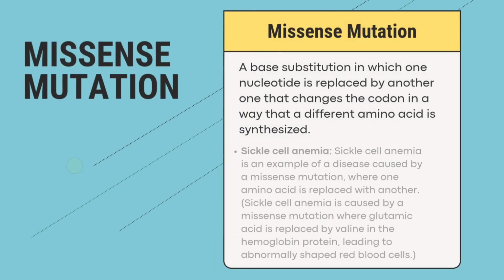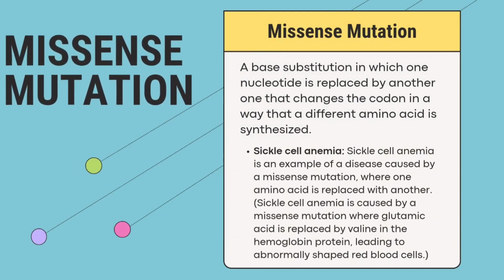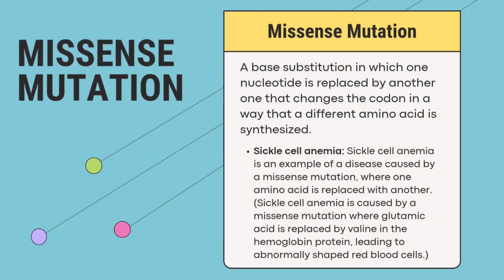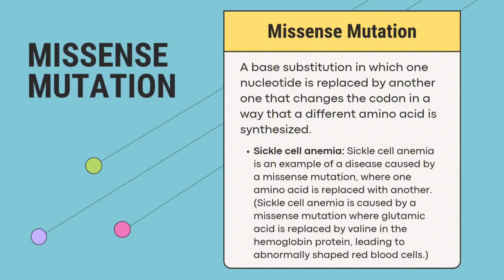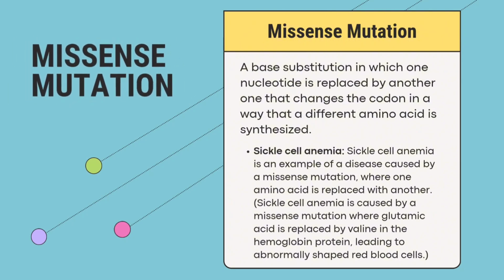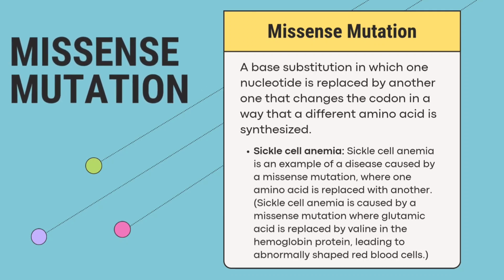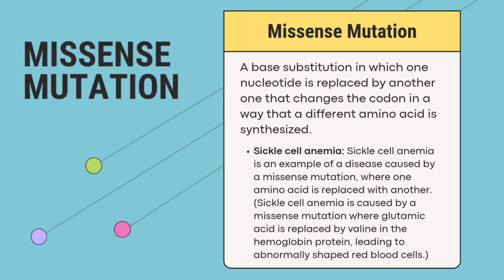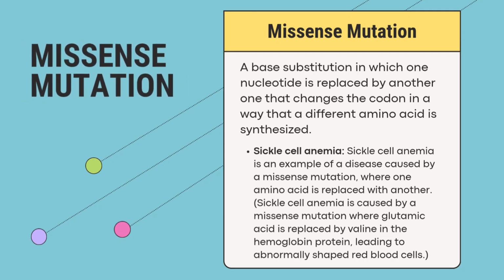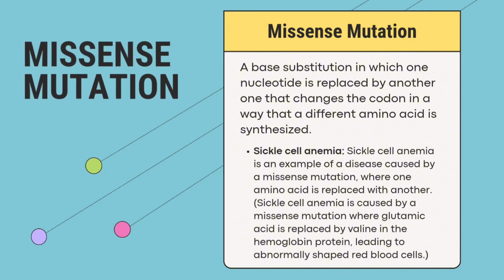Now let's talk about missense mutation. What is a missense mutation? It is a base substitution in which one nucleotide is replaced by another one that changes the codon in a way that a different amino acid is synthesized.